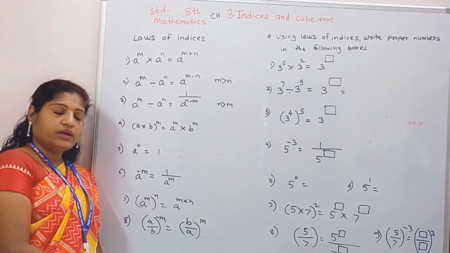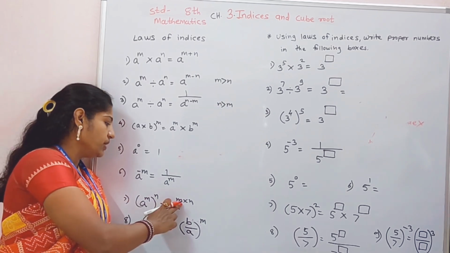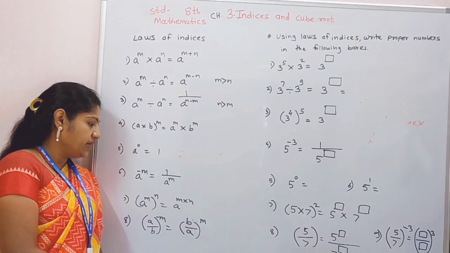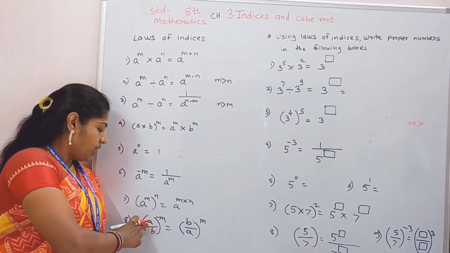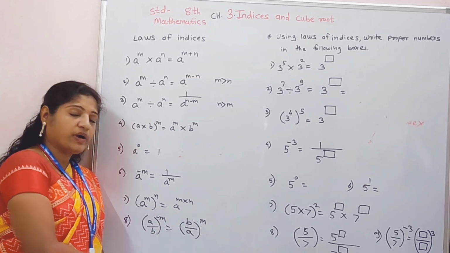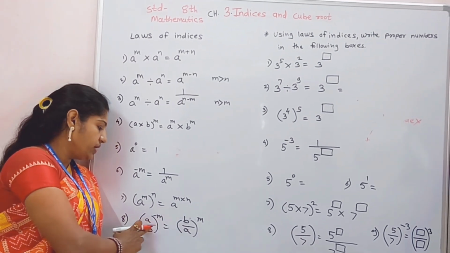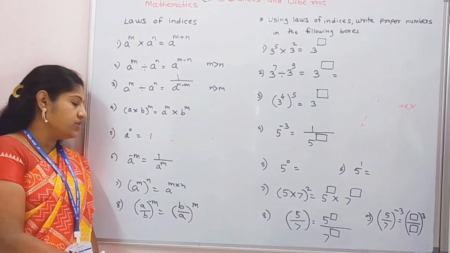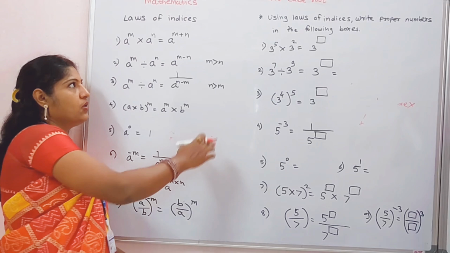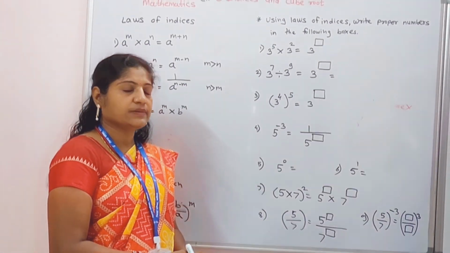A raised to m raised to n, index of the index number, so there is the multiplication between the index, a raised to m into n. And a raised to b raised to minus m, this index may be positive when we take the reciprocal of this number, that is b upon a raised to n. Now we solve some examples using the law of indices.